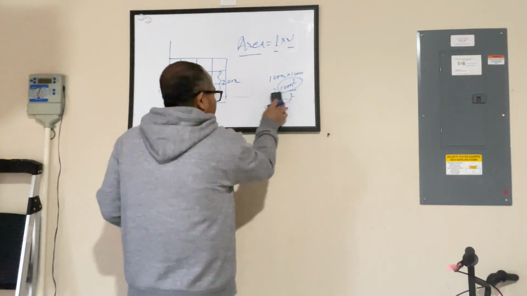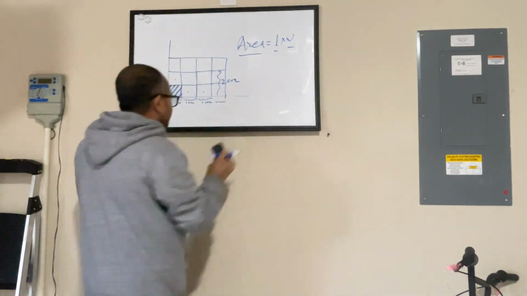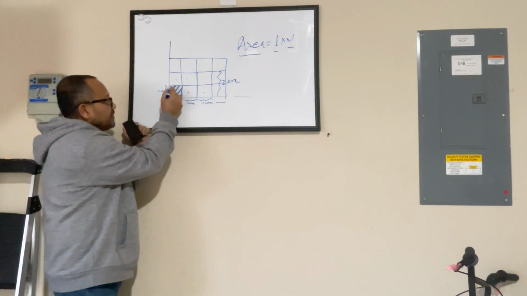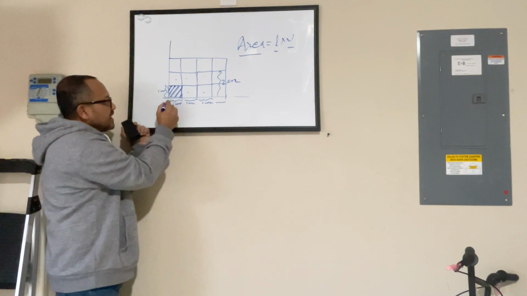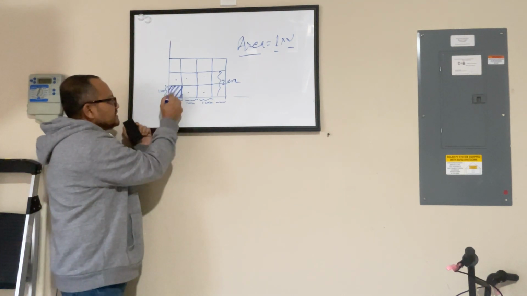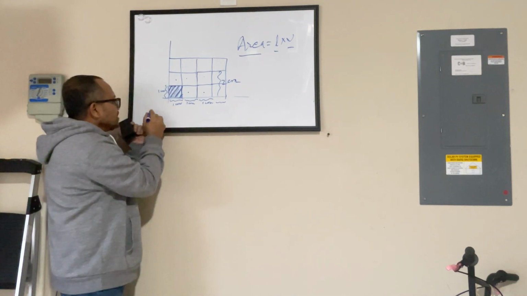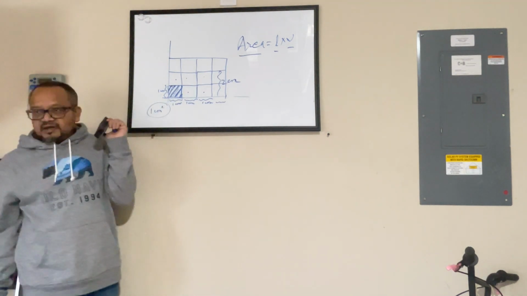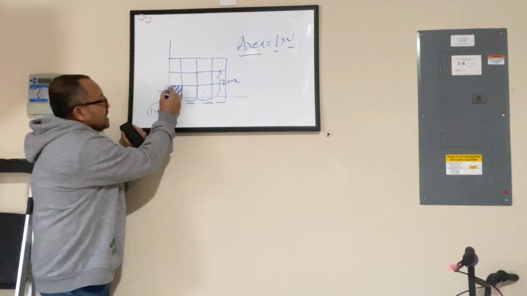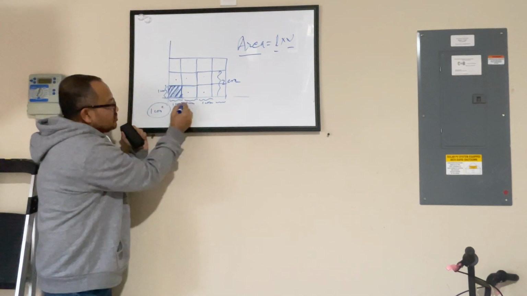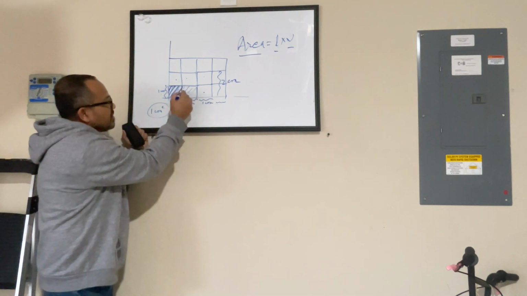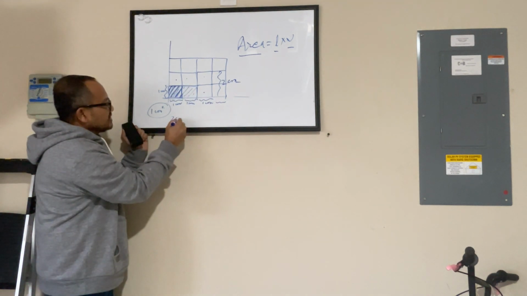Alright, let me repeat myself. I'll try making things simple for you. What I was saying was, if I have a box 1 centimeter in length and 1 centimeter in width, this area is nothing but 1 centimeter square. Just keep this in your mind. Now, if I increase the size of the box to 2 centimeters in length and 1 centimeter in width, how many boxes do we see? 2 boxes. So that makes it 2 centimeter square.